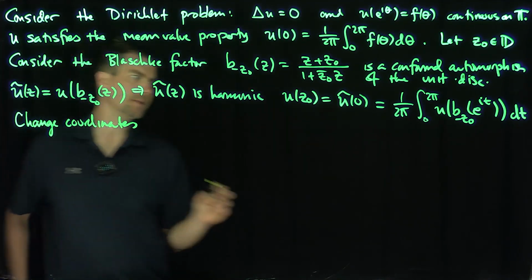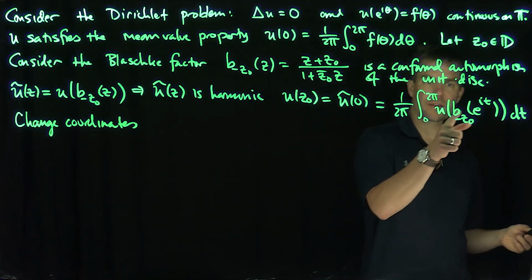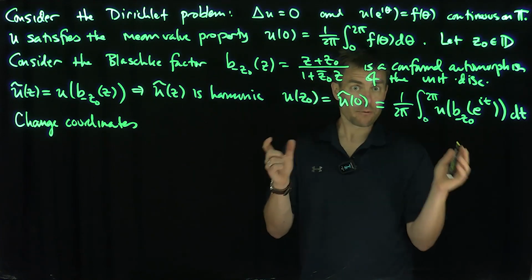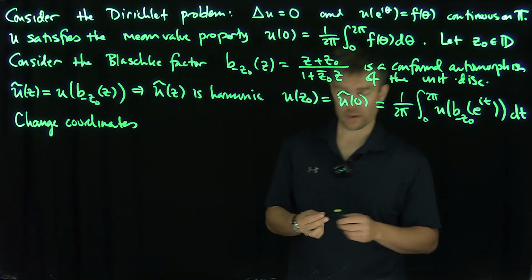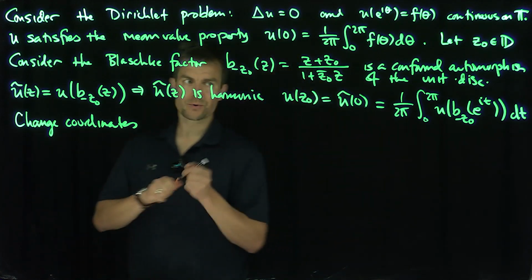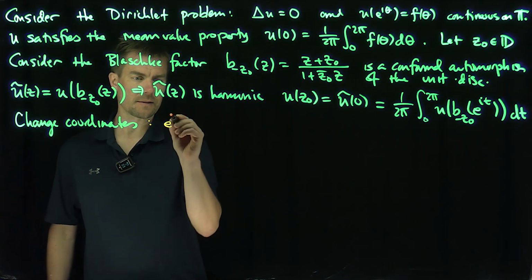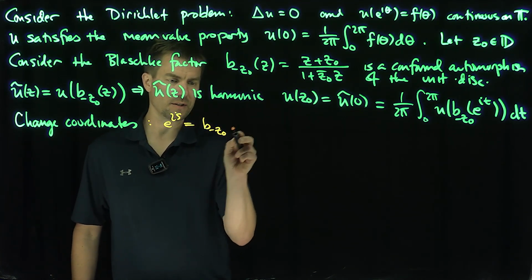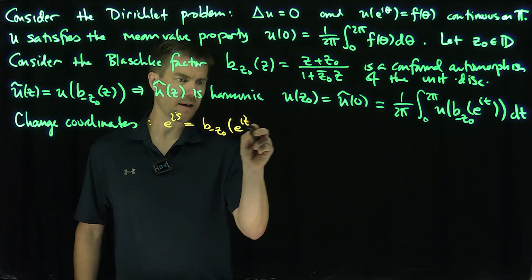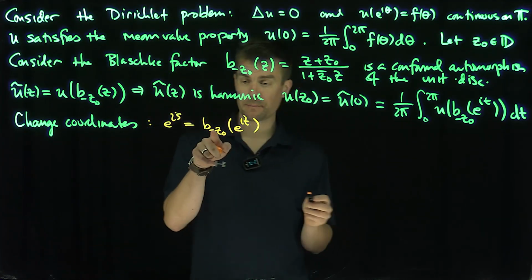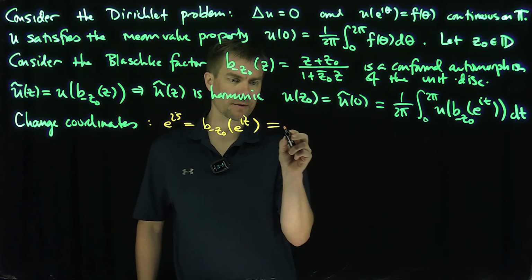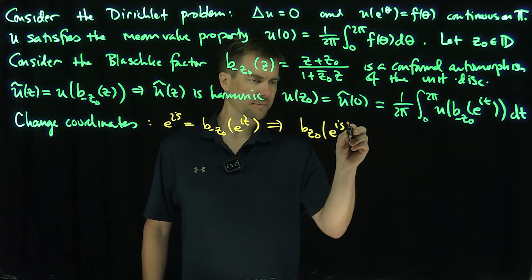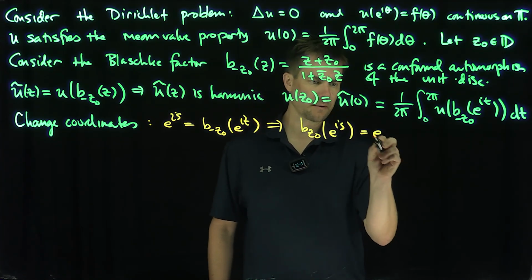Because I want to write this in terms of the boundary values. I know that B maps the boundary to the boundary. B of negative z0 maps the torus to the torus. That's great. And so now we're going to introduce a new variable. Let e to the i s be equal to B of negative z0 of e to the i t, like that. Of course, I know the inverse of B negative z0 is just B of z0. And so this implies that B z0 of e to the i s is equal to e to the i t.